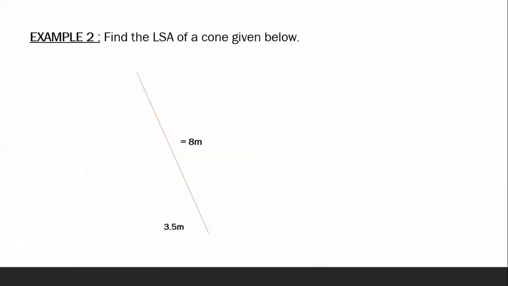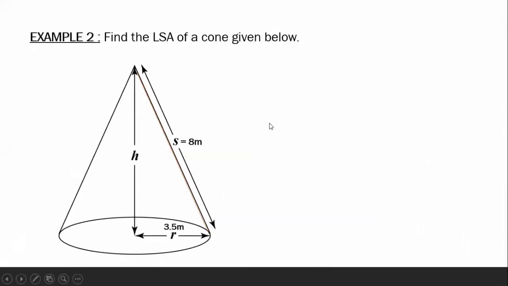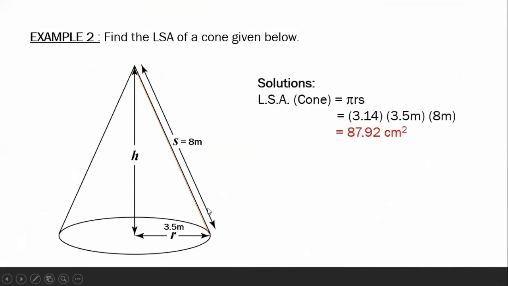Okay, next. We have example number 2. Find the LSA of the cone given below. Here I said that s is the slant height of a cone. Use the formula pi r s. Pi is 3.14, our r is 3.5, and s is 8. Multiply them and we will find the lateral surface area of the cone, which is 87.92 centimeters squared. I hope it's clear.